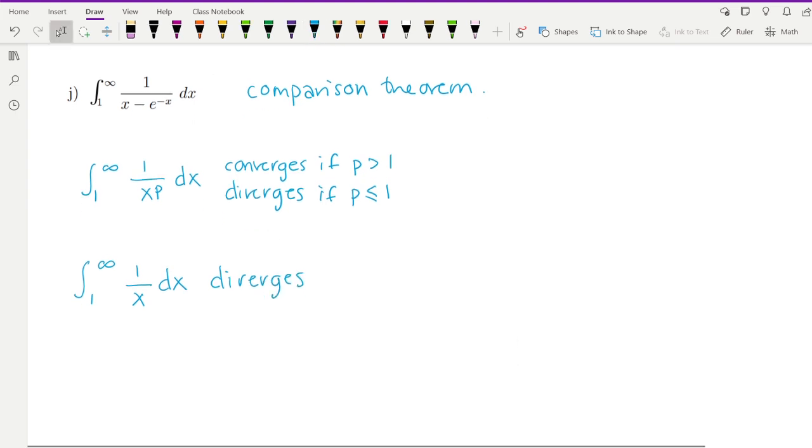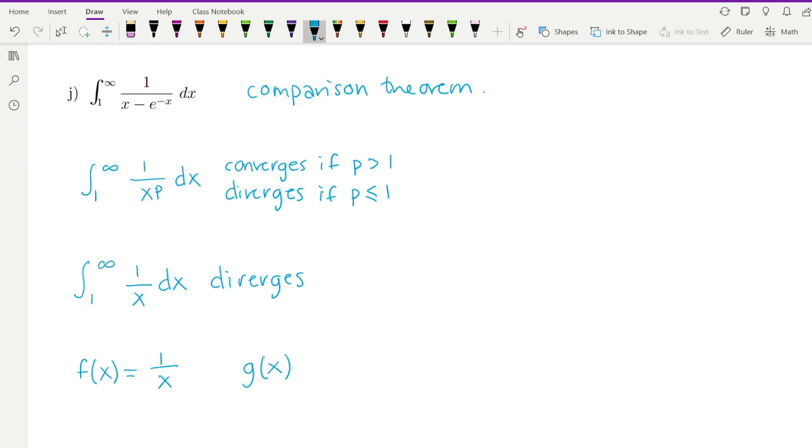So now we have to think, how does this function, this integrand, compare to 1 over x? So let's call 1 over x f of x. So f of x is 1 over x. And then g of x is going to be the function that we're working with here, 1 over x minus e to the negative x. I'm going to write this a different way that might make it easier to compare. What is e to the negative x? That's just 1 over e to the x, right? So we can rewrite this as 1 over x minus 1 over e to the x.